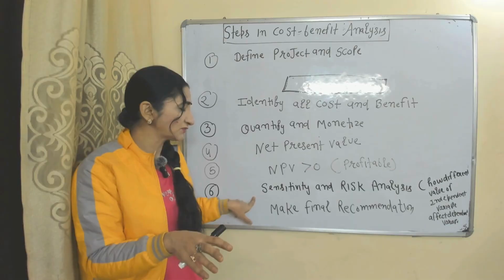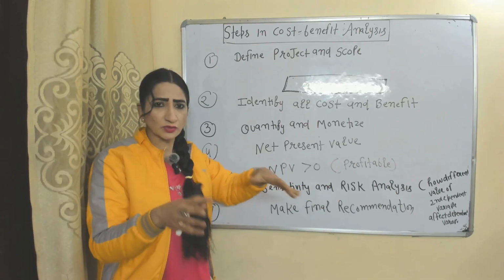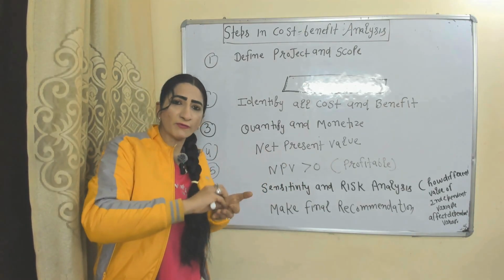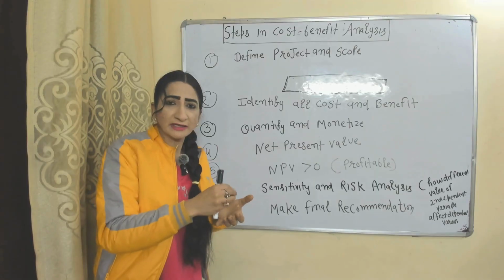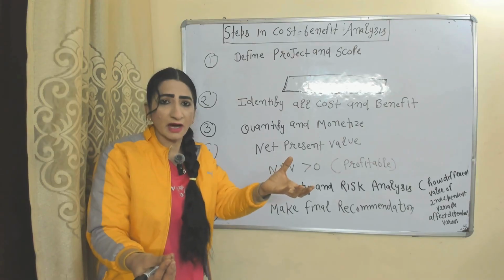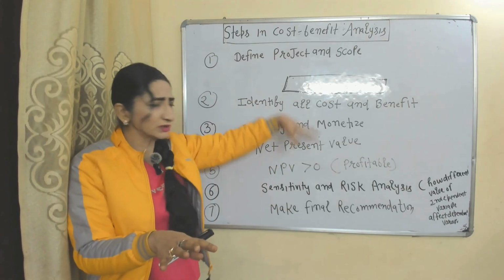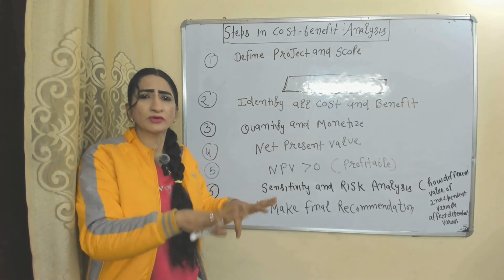After that, you do sensitivity or risk analysis. We use sensitivity and risk analysis to know how different values of an independent variable like input influence our dependent variable like output. After that, make a final recommendation based on all these things, whether you want to invest in this project or not.